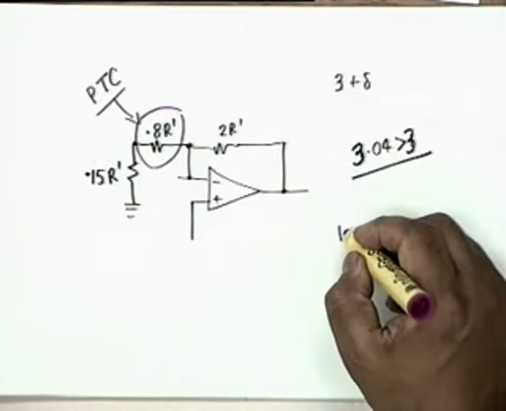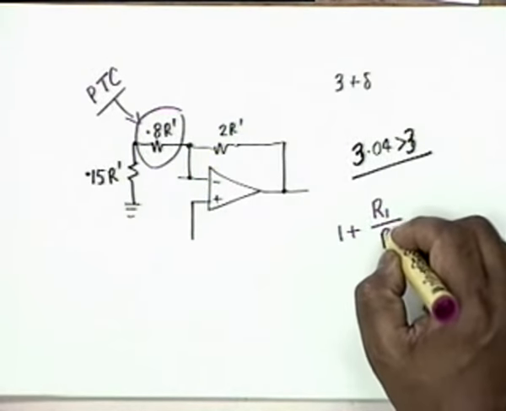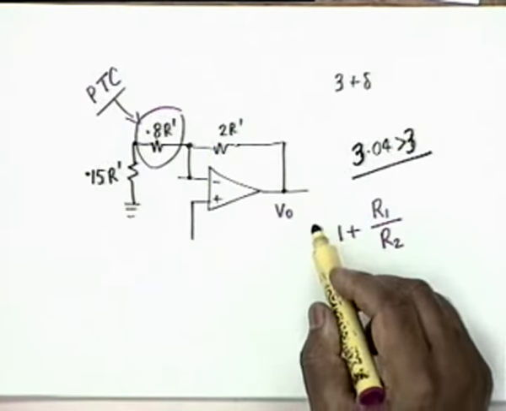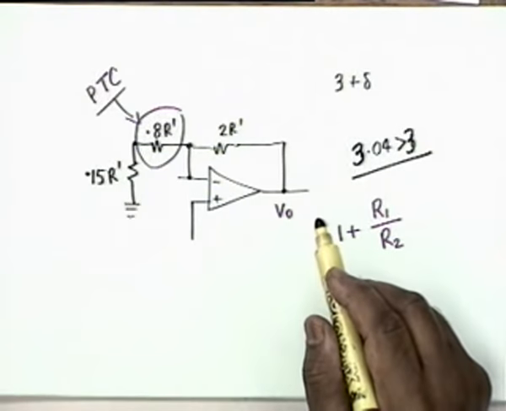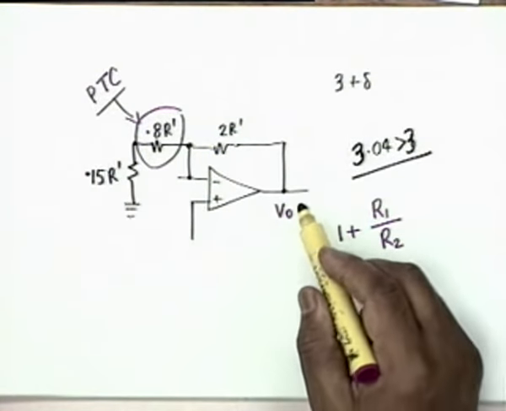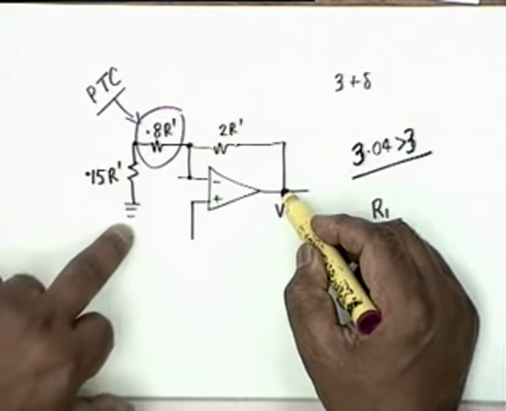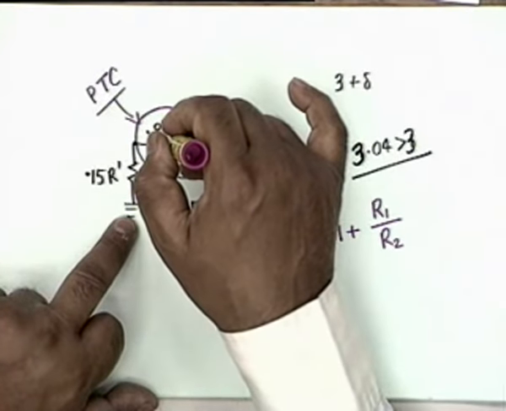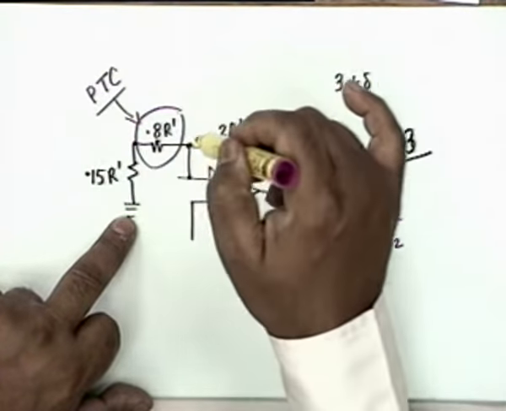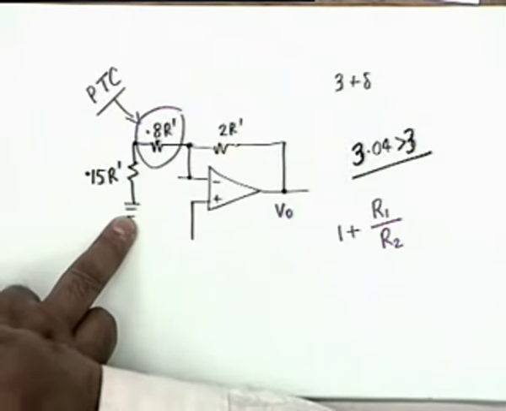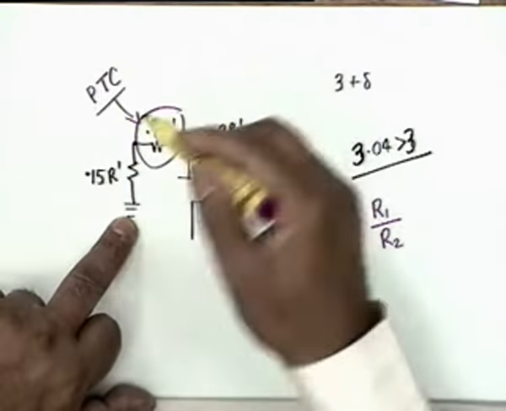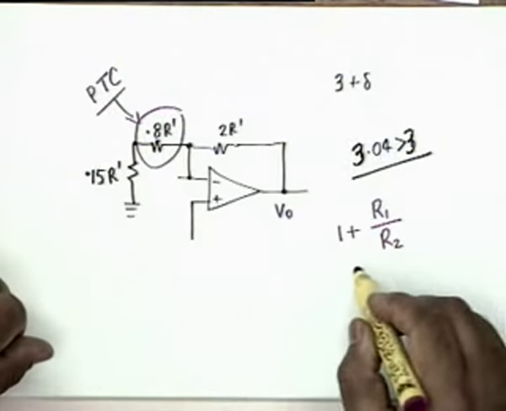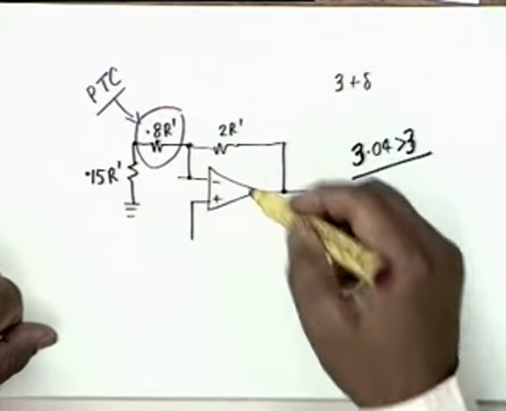Now you know the gain is 1 plus R1 divided by R2. Suppose, please follow this, suppose due to some reason the output voltage increases. Then what happens? Output voltage is the voltage between this point and this point, and therefore the voltage across 0.8 R prime also increases. If the voltage increases, current increases, so this resistance gets heated and this heat causes the resistance to increase and therefore the gain shall decrease. Thus this is the stabilizing effect.